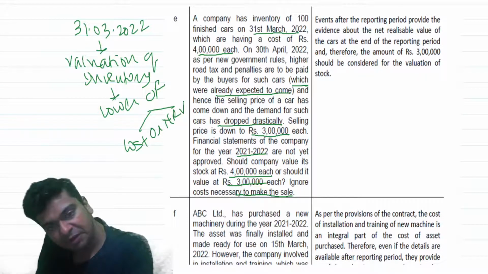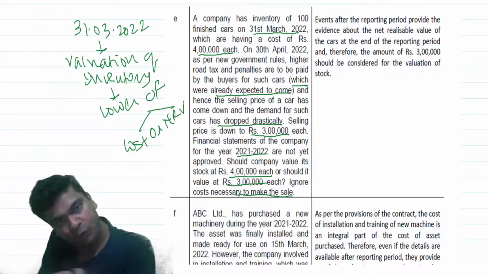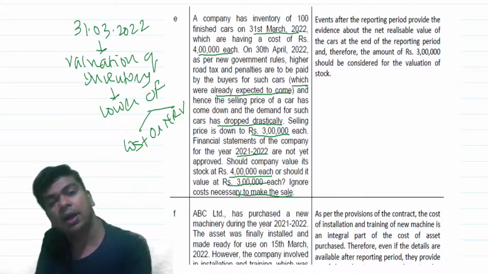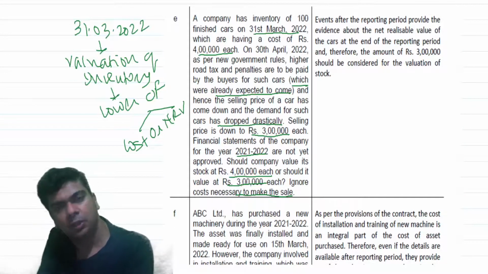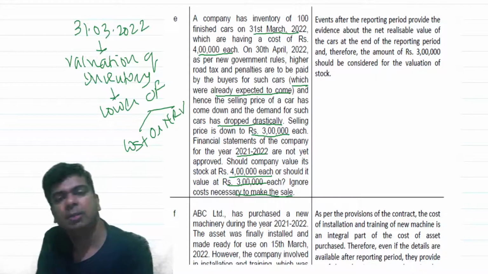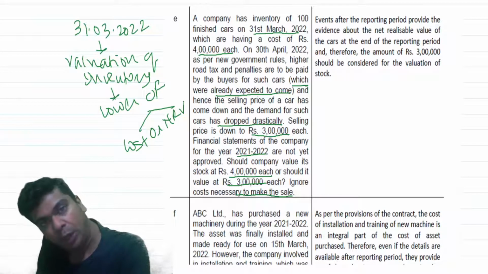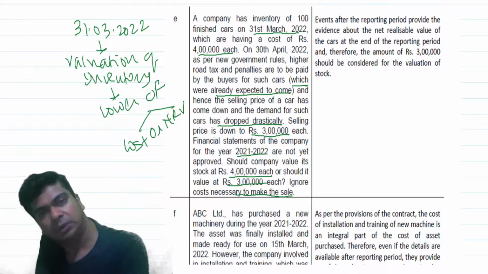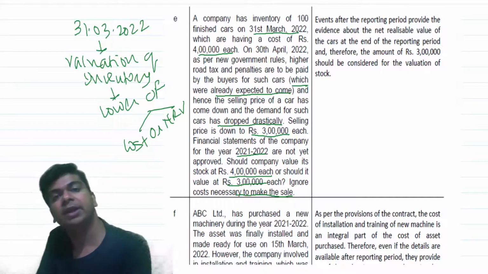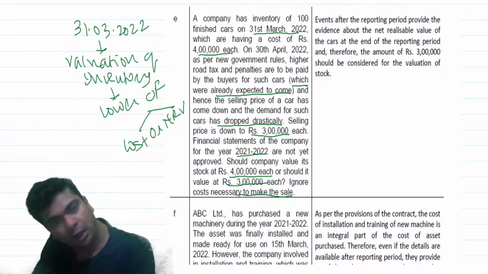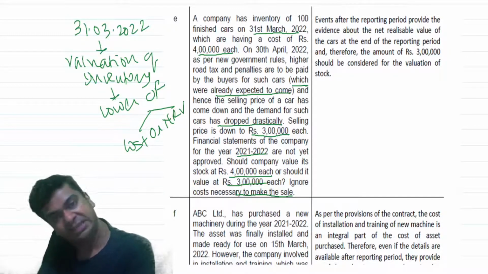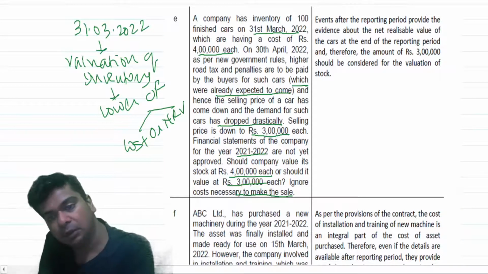Now, what has happened is, on 31st March 2022, your cars were having a cost of rupees 4 lakhs. Normally you are expecting to sell the car at a price higher than the cost. Although they have not given us any information about the NRV, I'm assuming that on 31st March 2022, the inventory of cars must have been measured at cost. When will business be profitable? Business will be profitable only when you can sell the inventory at a price higher than the cost. Basically, we will always assume that when I compare the two, cost will turn out to be lower. Hence, I'm assuming that on 31st March 2022, inventory must have been valued at cost of rupees 4 lakhs each per car.